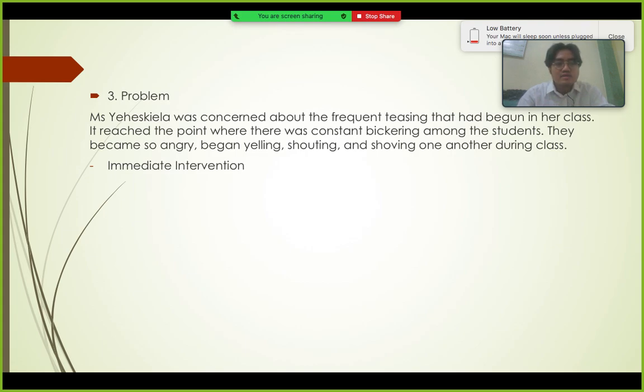When conflict arises, Ms. Yeskila should intervene immediately to prevent further escalation. She can calmly but firmly address the students involved, separating them if necessary and redirecting their focus back to the lesson. Number two, conflict resolution strategies. Teach students conflict resolution strategies to help them manage disagreement constructively. This can include techniques such as active listening, expressing feelings calmly, and seeking compromise.